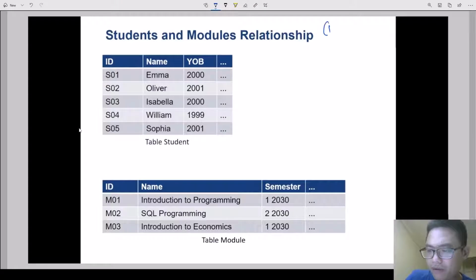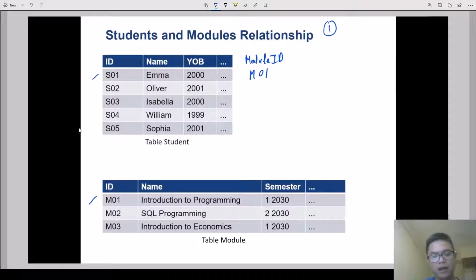We start with our first option. We put the foreign key of the modules in here, so we have module ID in here. Can we solve the problem? We know that MR studies introduction to programming, so we have M01 in here. MR also studies SQL programming. Where is it? We have a problem here. Can we put it in here?